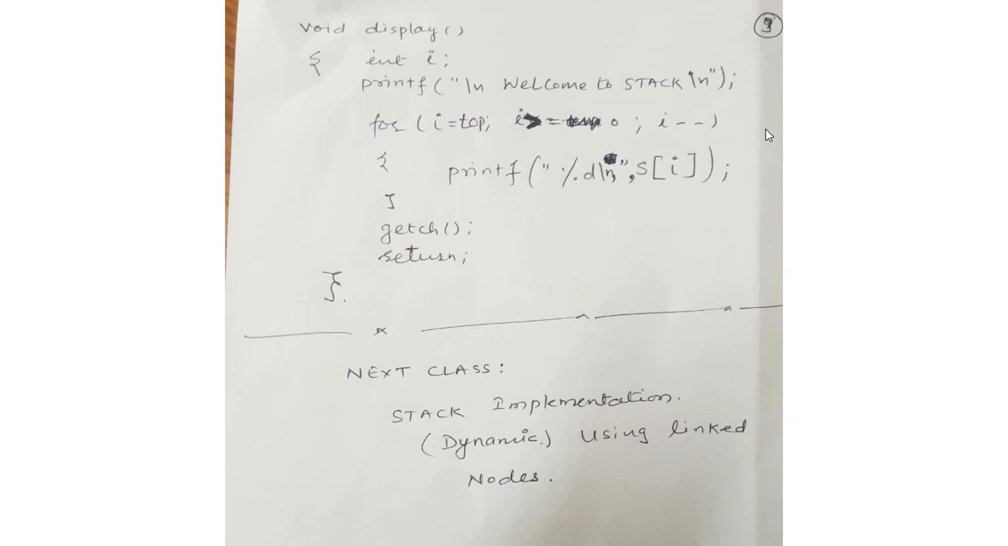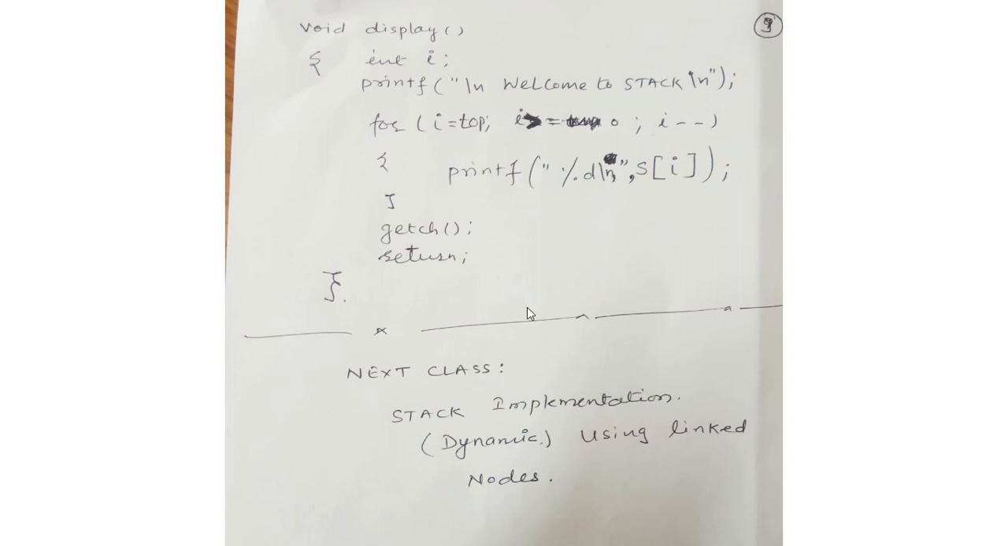So top is this, and then percentage d, stack i. So I'm displaying the stack array's ith element, and this is a new line just to give an impact of vertical display. So elements will be arranged in a vertical fashion, so it will look like a stack. That's why I have taken this new line.